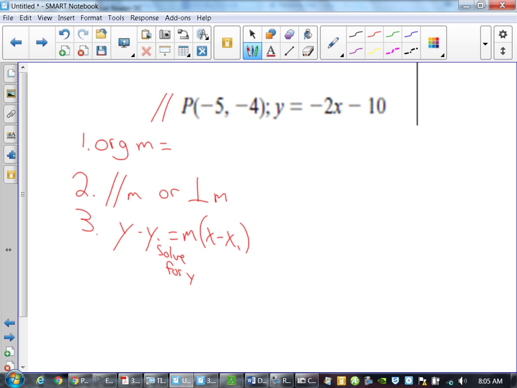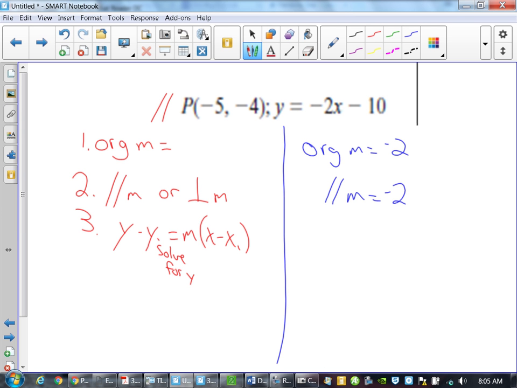you always want to identify what your original slope is. Well, what's the original slope? Negative 2. All right? So as I go through the process of this, my original slope in this problem is negative 2. The instructions will say, is it parallel or is it perpendicular? This one says it is parallel. So what's the parallel slope to negative 2? Good.